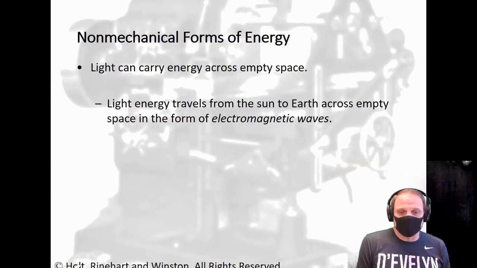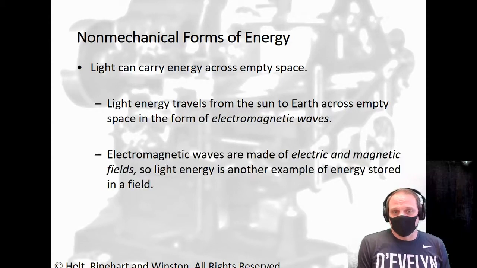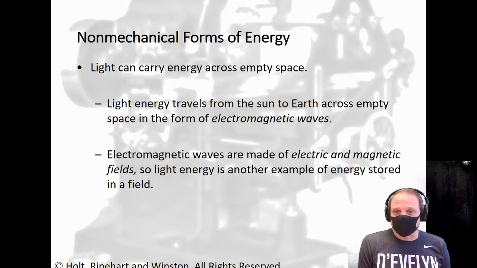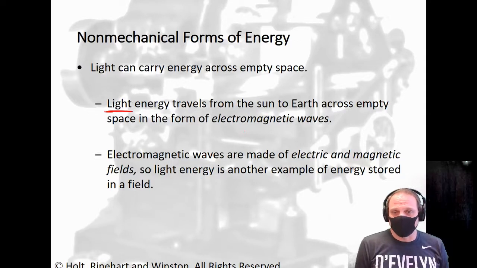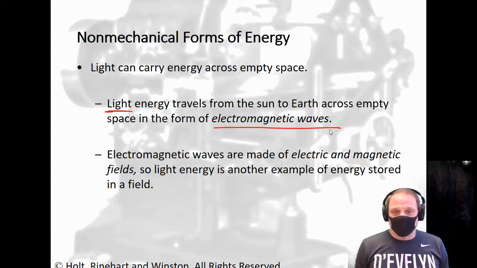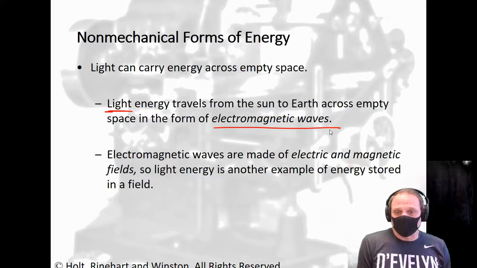All right, so light is another form of non-mechanical energy, right? We see that it's a form that can actually travel across the vacuum of space, right? Light is a form of non-mechanical energy, and it comes in forms of varying degrees, right? We have things from gamma rays all the way to radio waves that are all considered electromagnetic waves, all considered types of light, basically, right? And so electromagnetic waves or light is a form of non-mechanical energy.